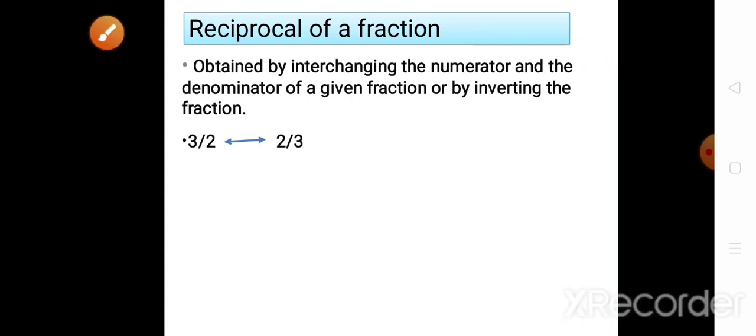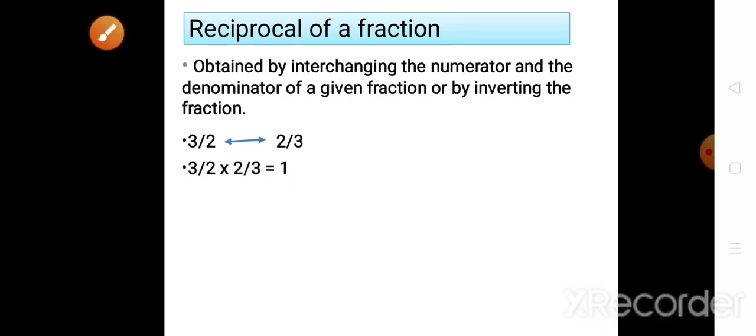As an example, I have taken 3 by 2 getting converted into 2 by 3 by this same procedure. Now surprisingly, if you multiply these two fractions, the product you are going to get is 1. Alright, you can try this with any fraction you want. You can write a fraction, interchange its numerator and denominator, and whatever fraction you get after that, multiply that with the given fraction, the fraction you had written initially. I'm very sure all of you will be getting 1 as the product.